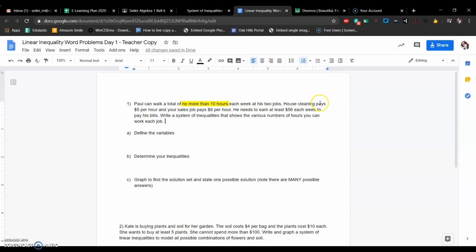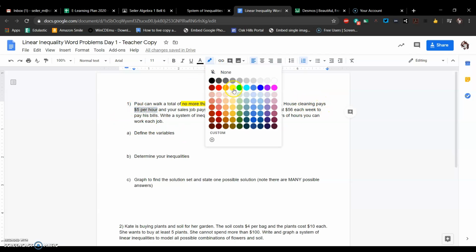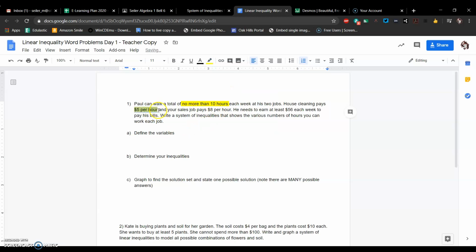Each week of his two jobs. House cleaning pays $5 per hour. So we know that whenever we see each, every, per, that's important. That's going to be a variable. And his sales job pays $8 per hour. Again, each, every, per tells us that's going to be a variable again. He needs to earn at least $56 each week.